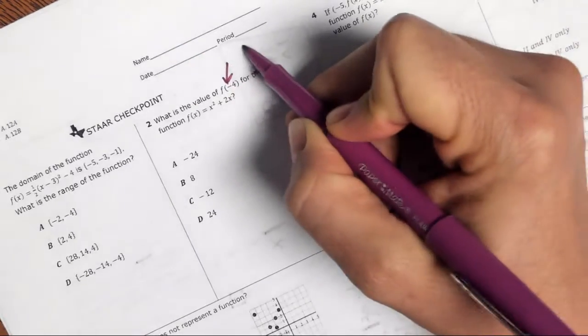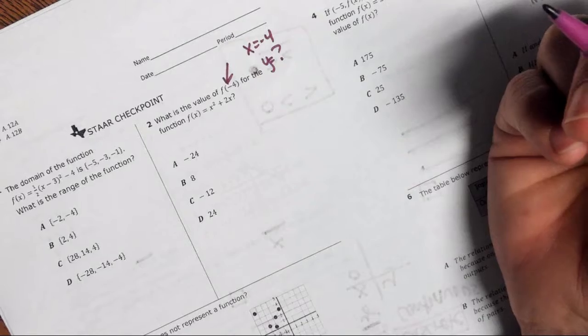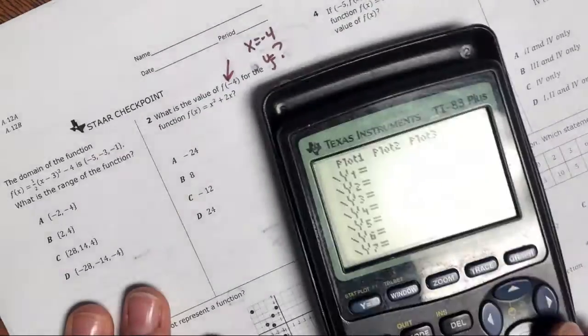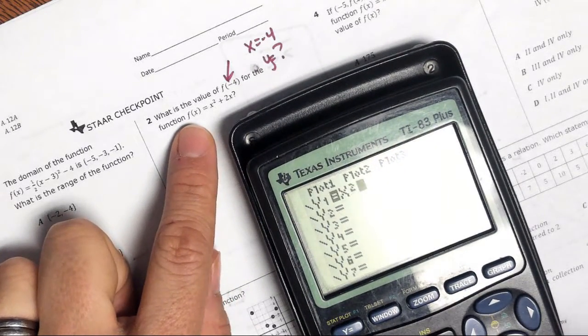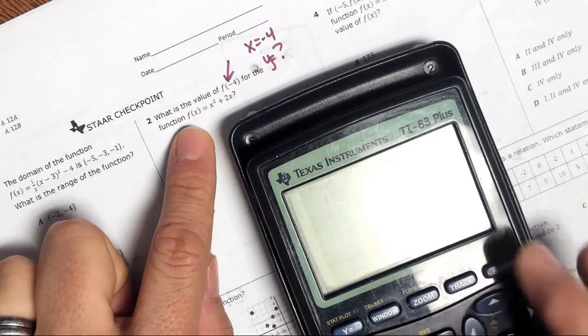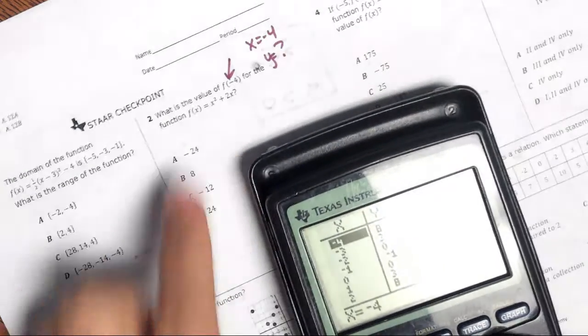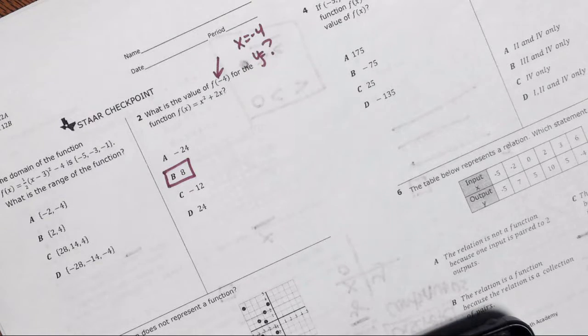Remember, this means if x is negative 4, what is y? That's what that means. So the easiest way to do that is to use your calculator, plug into y equals x squared plus 2x, and go to your table. You're looking for when x is negative 4, that is your y value, and you can see that it is 8, so the answer is B. Okay, there are some questions like that in your packet.